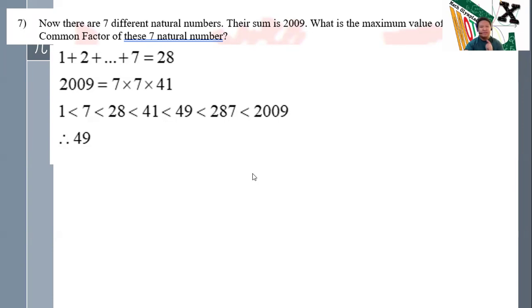First things first, we need to know the sum is 2009. So basically what we will do for this one is, wait a moment. 7 different natural numbers. Their sum is 2009. What is the highest common factor of the 7 natural numbers?